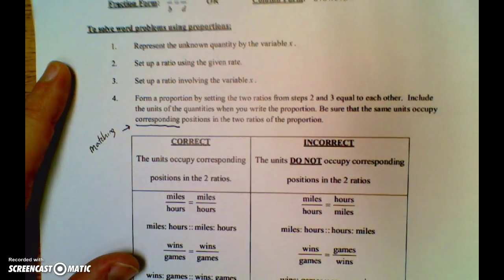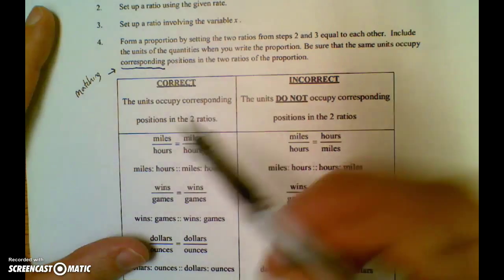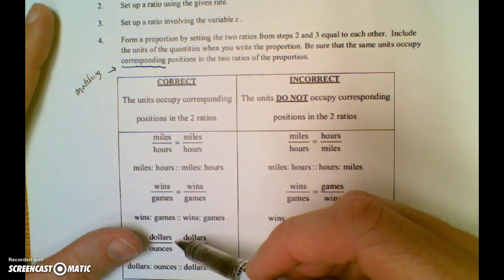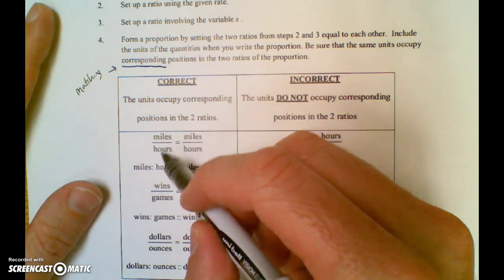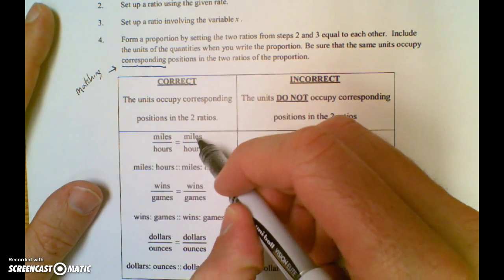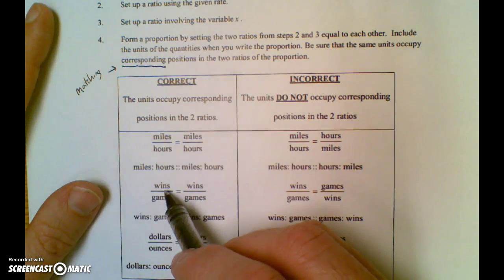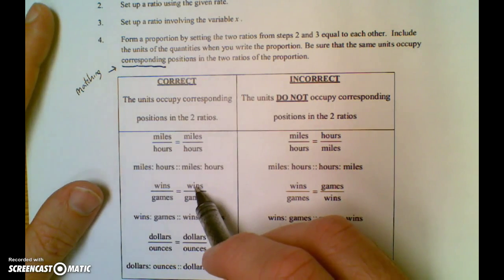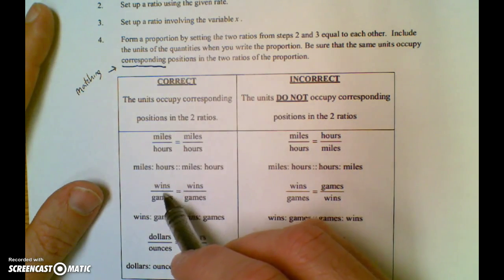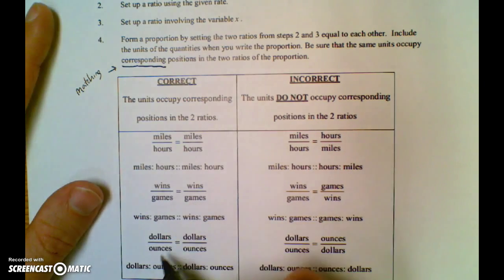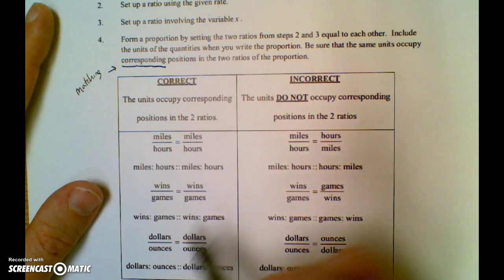So for example, here's a couple examples. In this column, these are the correct ways to do it. If I'm setting up my first ratio as miles to hours, the second ratio has to be set up the same way, miles to hours. If I'm setting it up as wins to games, the second ratio has to be wins to games. The same units are on top and the same units are on the bottom. And then dollars to ounces, dollars to ounces.